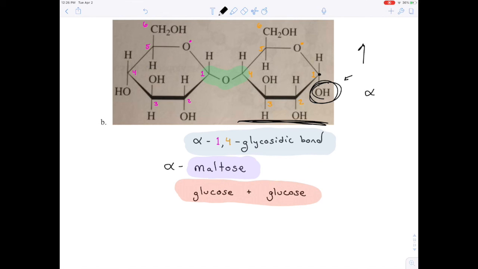If this OH were going up, then it would be beta maltose. You know it's still maltose because you still have the alpha 1,4 glycosidic bond, and it's made up of the same two monosaccharides. It's just the position of that OH on the right ring. So this would technically be alpha.